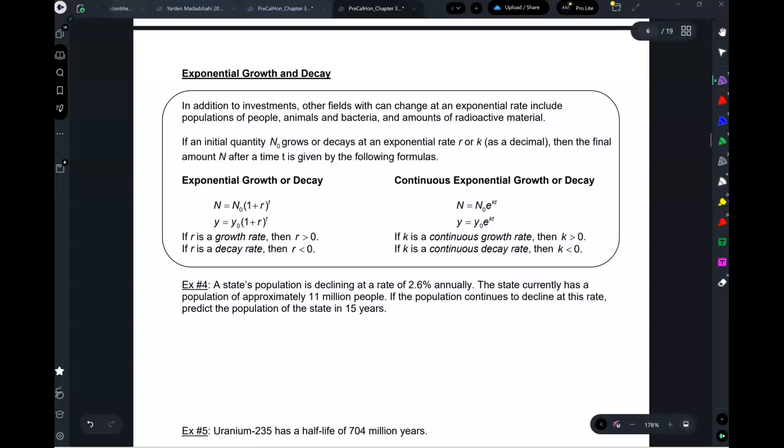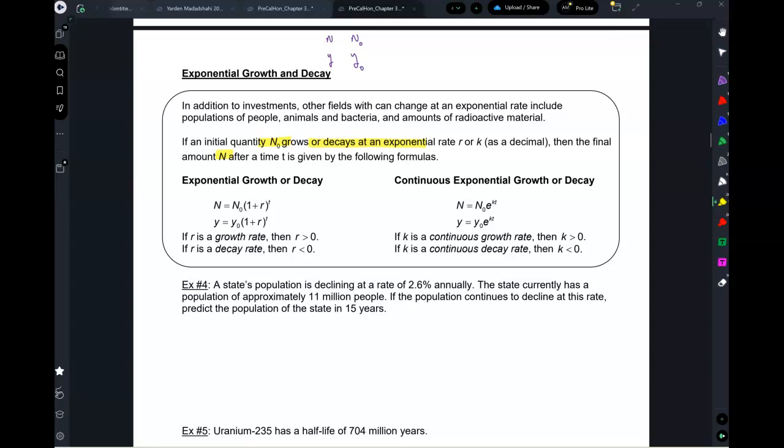So remember, if I have a quantity N, its initial quantity would be N naught. And if I have a quantity Y, its initial quantity would be Y naught. Okay. So exponential growth works like this. If there is an initial quantity N naught, which grows or decays at an exponential rate, then N is the final amount after T, right?